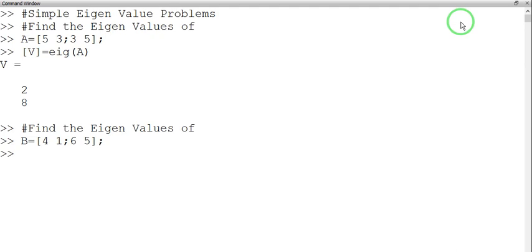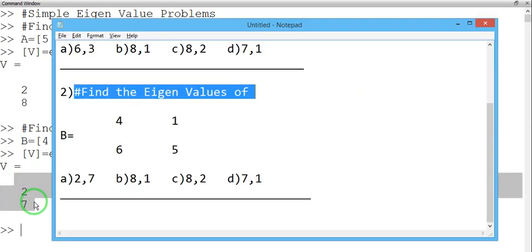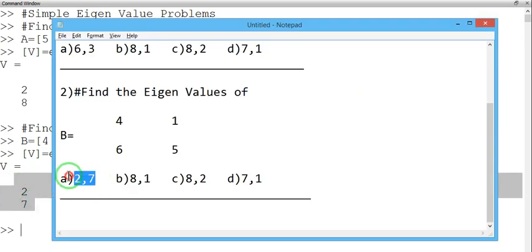Okay. Again, the same code we are going to use, but here we are going to change instead of matrix A, we are going to change to matrix B. 2 and 7. Let us check. Yeah, we have 2 and 7.